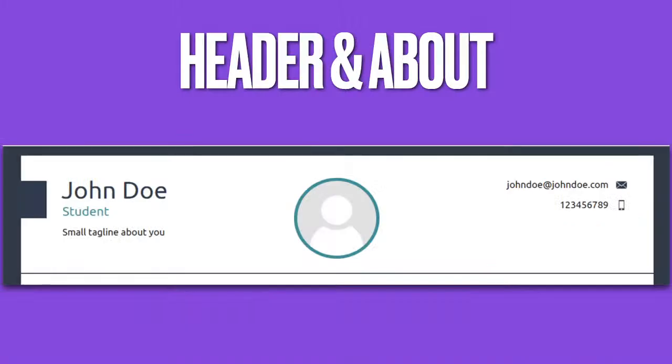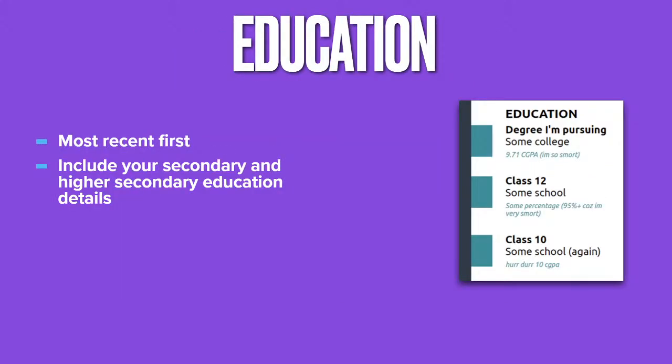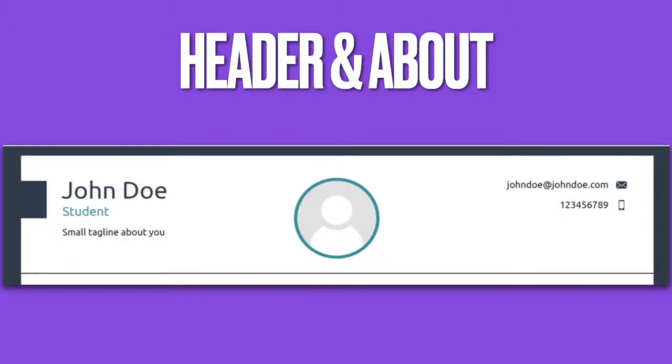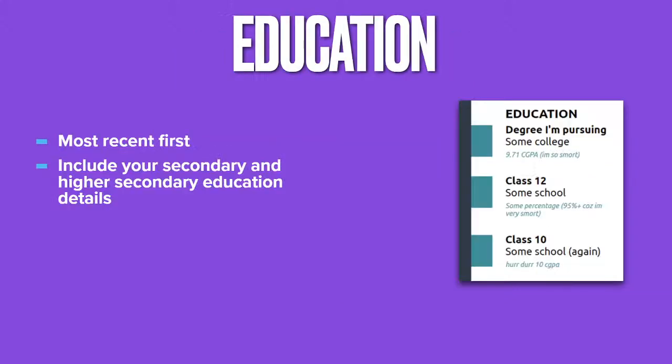So jumping into the sections, we have the header and about first. You start with your name, your current position, and a small bio, maybe 1 or 2 lines about you. And have a picture of yourself in professional attire, and then your email ID, your phone number, maybe your LinkedIn profile link, your GitHub links. If you have a portfolio website, add the link to that as well.